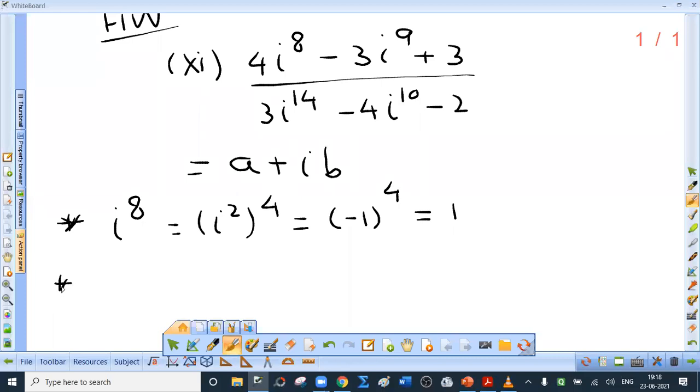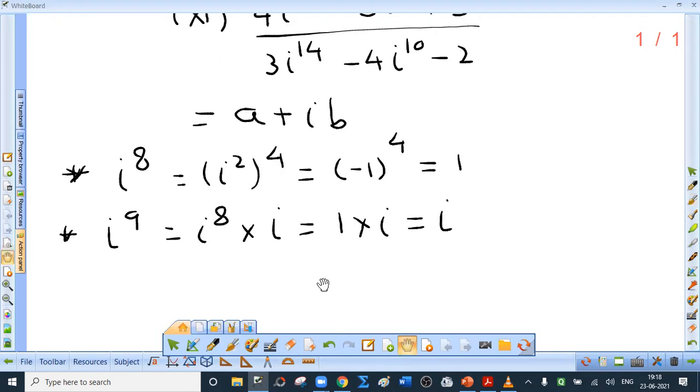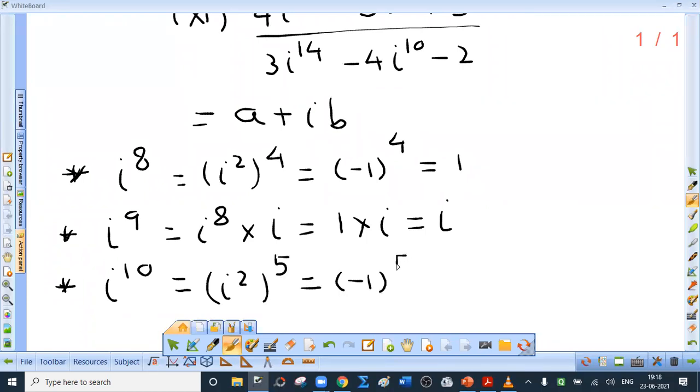Now we have already obtained i raised to 8. One student is saying, can we take common? We cannot, because plus 3 is there in the numerator. In the denominator, minus 2 is there. So not possible. So 1 into i, that is i raised to 9. Then i raised to 10 is also there. You can make use of i raised to 9 for that, or i square raised to 5. i square is minus 1. Minus 1 raised to 5 is minus 1.